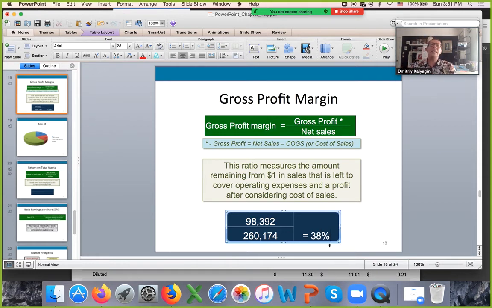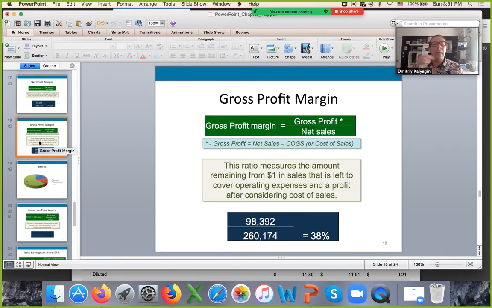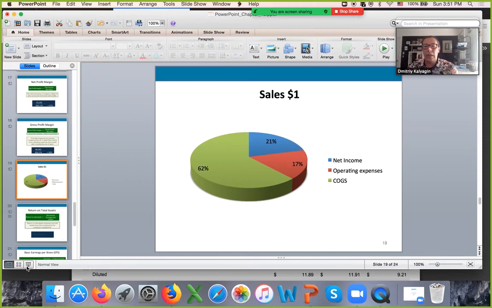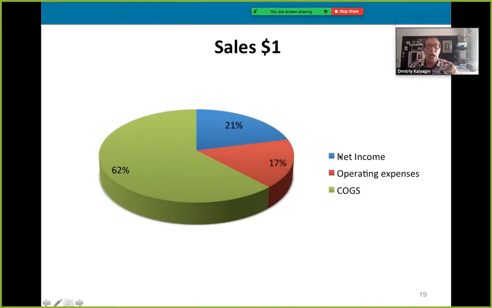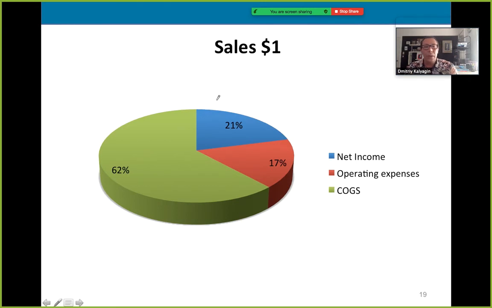So what it means is that for every dollar of sales, the company spends 62 cents on cost of sales, has 38 cents left. And looking at the previous, out of that 38 cents, 21 cents are kept in profit. So 38 minus 21 gives me 17 cents are spent on operating expenses. And guys, I put it as a pie chart right here, so you can see 21% is my, this is the net income, net profit margin.